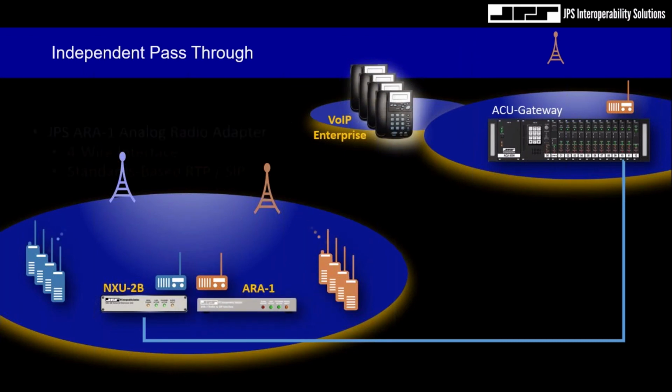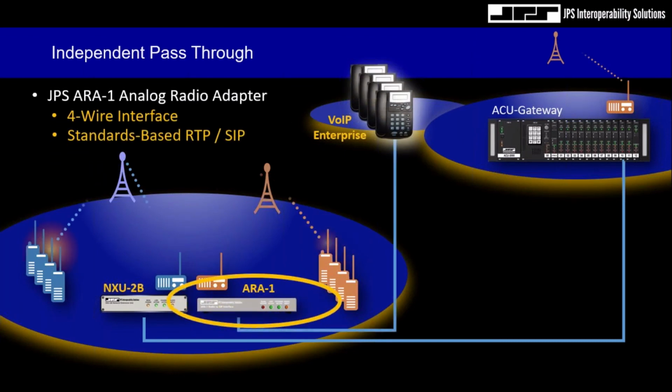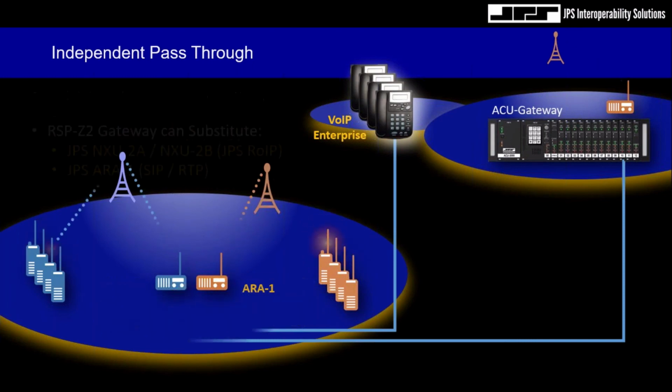Another single channel module is the ARA1, and as we mentioned earlier, is no longer being manufactured. And this is a single channel analog radio adapter that integrates with a donor radio and has a network interface that can be associated to a VoIP telephony enterprise. So once registered with the enterprise, the ARA can be assigned a telephony extension number, just like any normal VoIP telephone. And naturally, the ARA1 can support the RTP protocol without the need of a VoIP enterprise server.